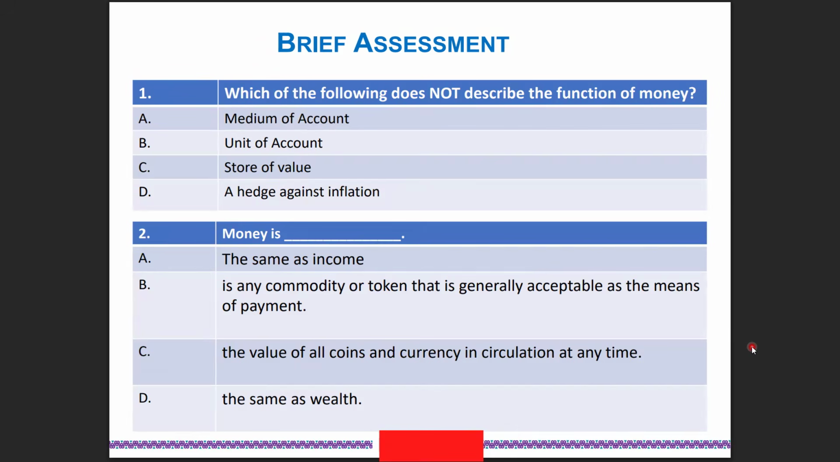They're asking which of the following does not describe the function of money? Medium of exchange, it does. Unit of account, yes. Store of value, so the answer is D. Remember, money is just anything, a token or commodity, that can be used as a means of payment or settlement of a debt. So the answer is B here. Money is not an income, guys, because remember, income is just the remuneration for the factors of production. It's also not wealth. Wealth is the assets that you've accumulated over time. So the value of coins and money in circulation, no. So the answer here is B.